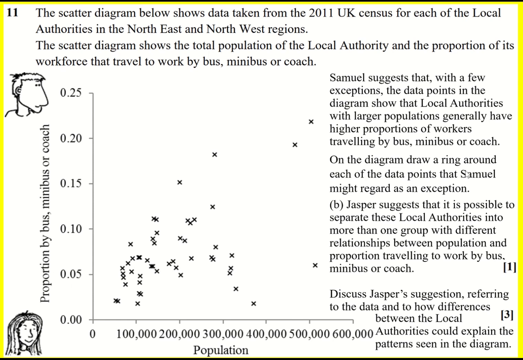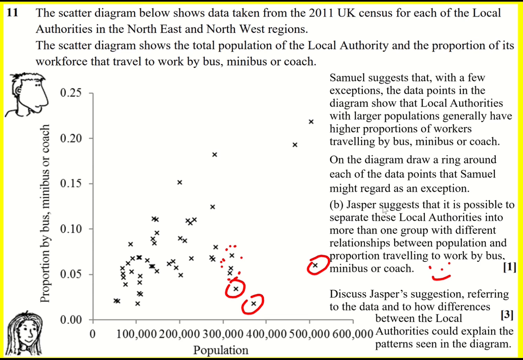But then it says on the diagram, draw a ring around each of the data points that Samuel might regard as an exception. So this is the clearest exception. We've got a really big population, but a low proportion. And then that one, the proportion is also very small, and this one here. So these three are the main ones that stand out. You would get accepted any of these three in the mark scheme, but it's mainly these three we're looking for.